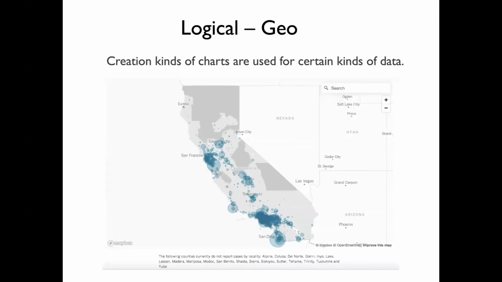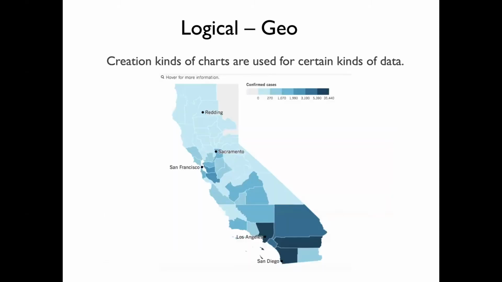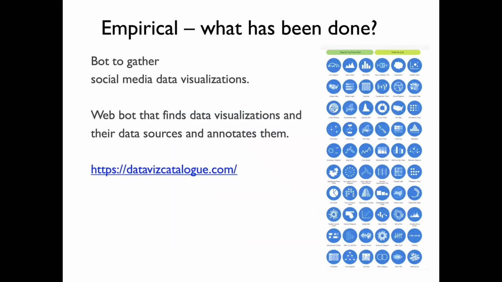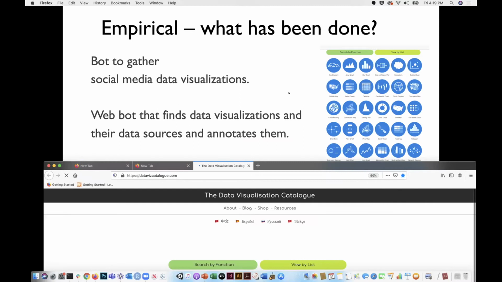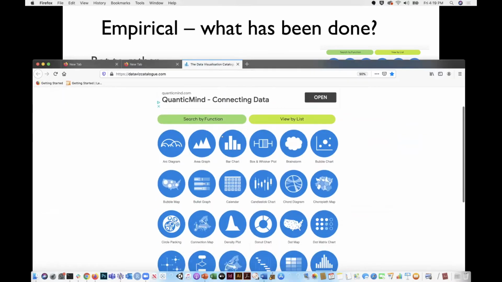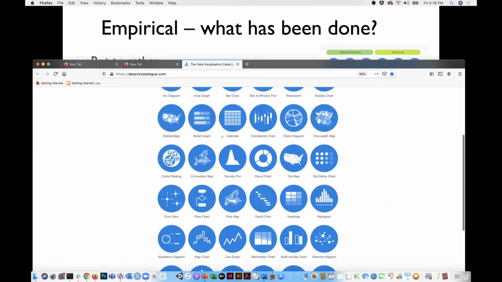For example, geodata. If we know we have a longitude and a latitude, there are going to be certain things that we automatically want to generate, like bubble charts and choropleth maps. We're going to primarily use this particular website. So we go to this particular website that shows all these kinds of graphs.